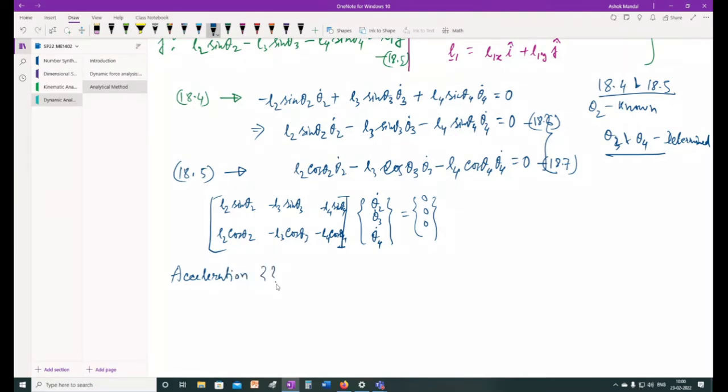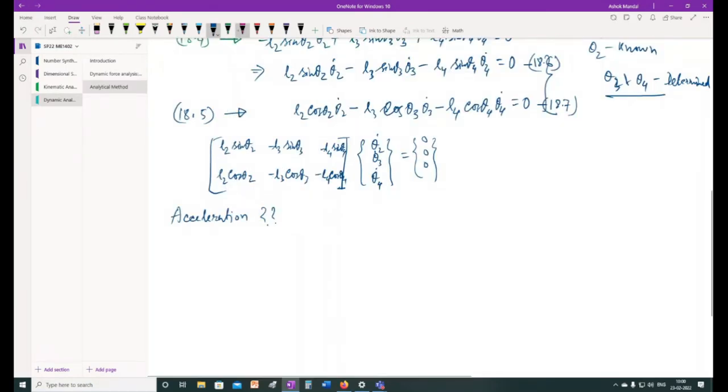What is the acceleration? This we need to find out. What should I do now? Again, differentiate the equation. So again, we will differentiate these equations. 18.6, if you differentiate, what you will get? Bolo. L2 cos theta 2, theta 2 double dot, minus L3 cos theta 3. Now, derivative complete. Sin theta 2 theta 2, minus sin theta 2, L2 sin theta 2, theta 2 dot, theta 2 double dot.